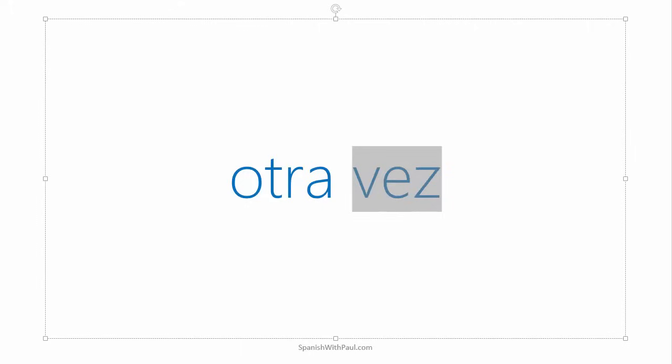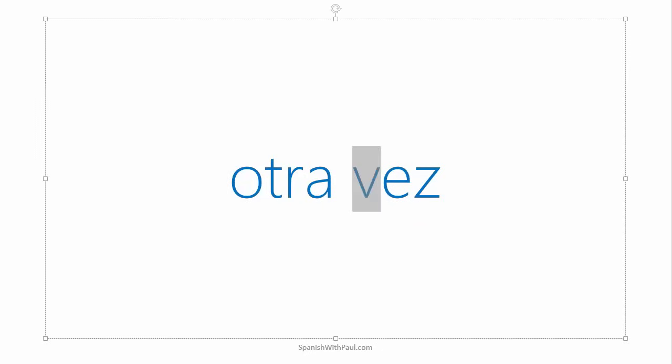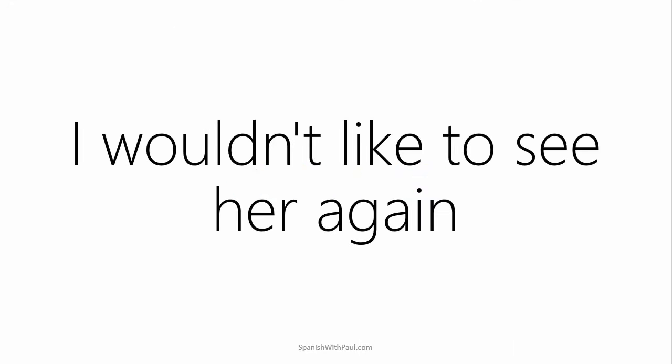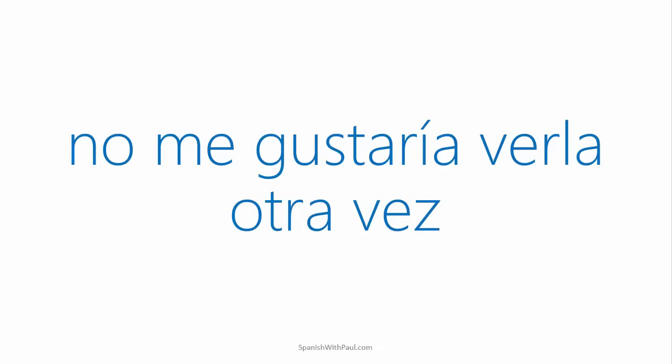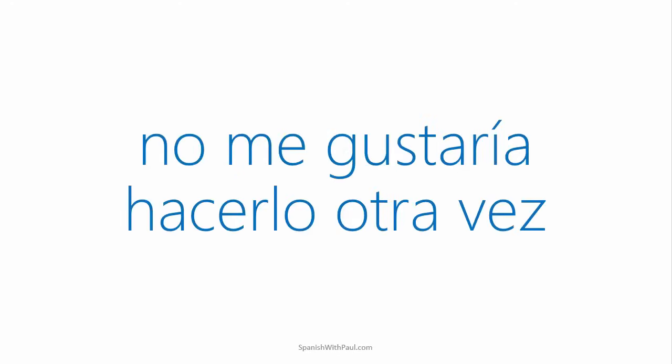The word for again in Spanish is otra vez. Vez means time, and otra vez means another time. So this is how they express the word again in Spanish. Otra vez. Notice also the pronunciation on the V, once again, sounds like a B in Spanish. So we have otra vez. How would you say, I wouldn't like to see her again? No me gustaría verla otra vez. I wouldn't like to do it again. No me gustaría hacerlo otra vez.